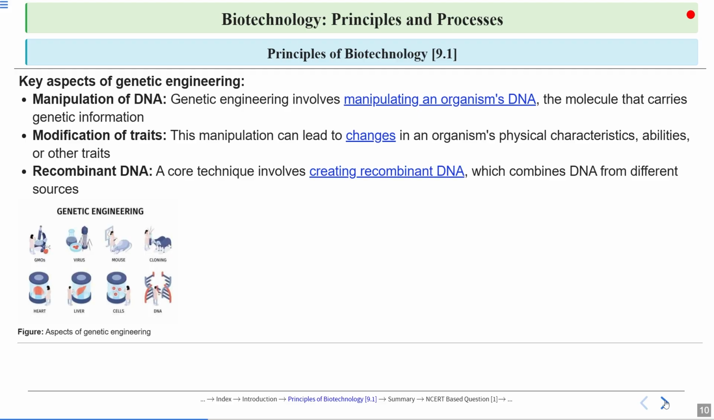Here again is the diagram that we showed in the last slide, on aspects of genetic engineering, showing how we can use genetic engineering in different ways.